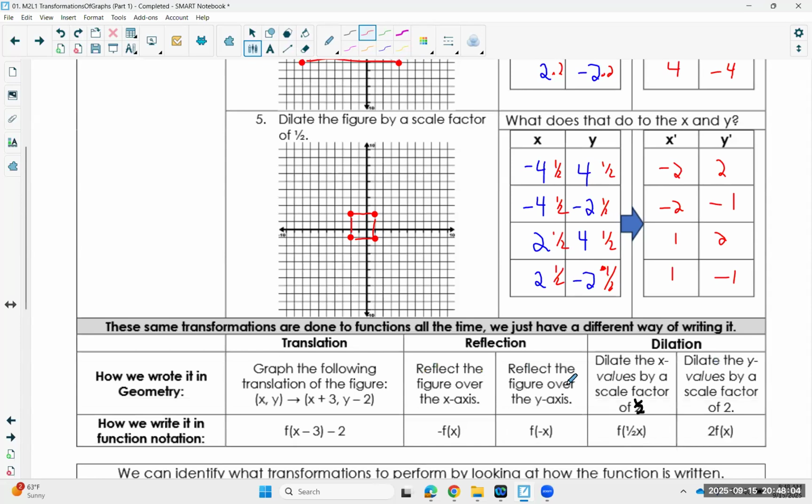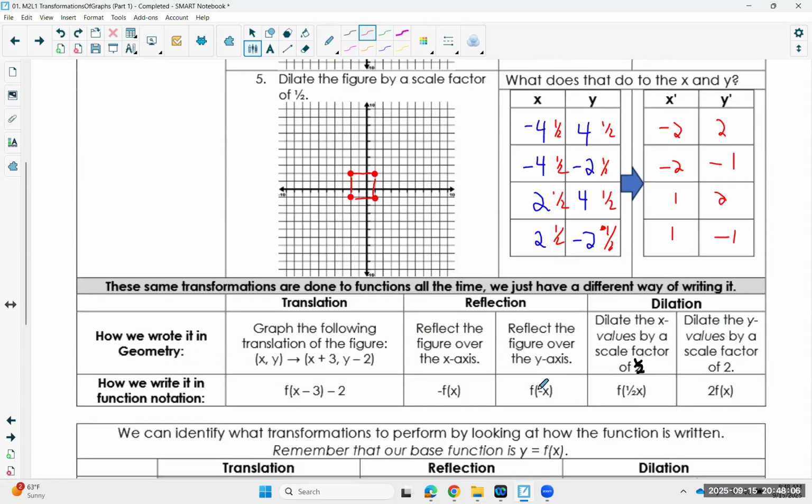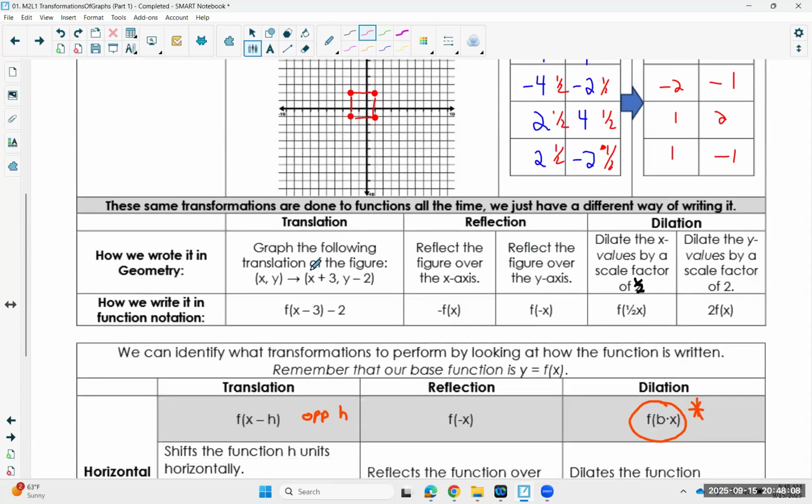Now let's review some of the things you learned in algebra 2. Okay, so for instance, if you have x plus 3, right? That value will actually move the graph to the left.